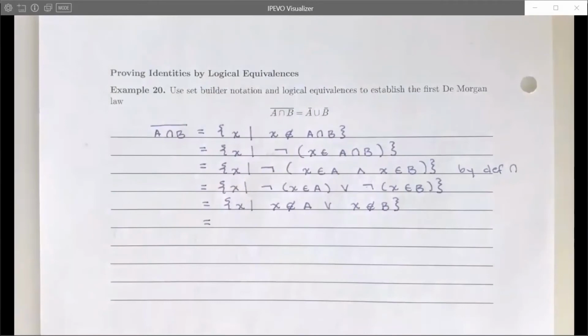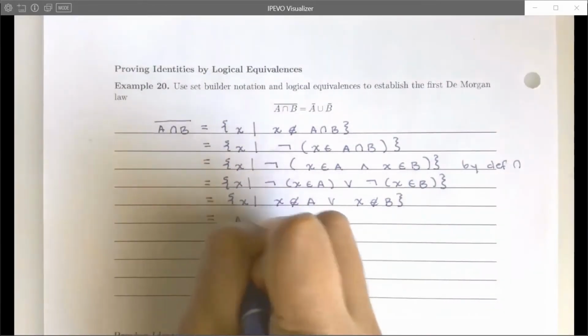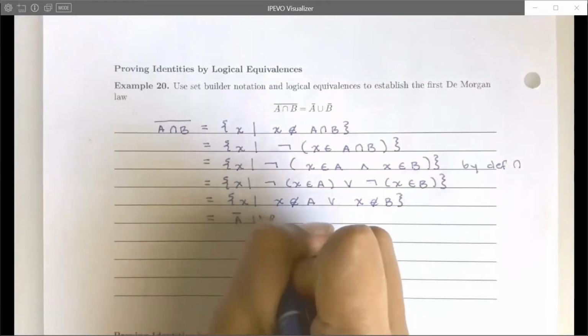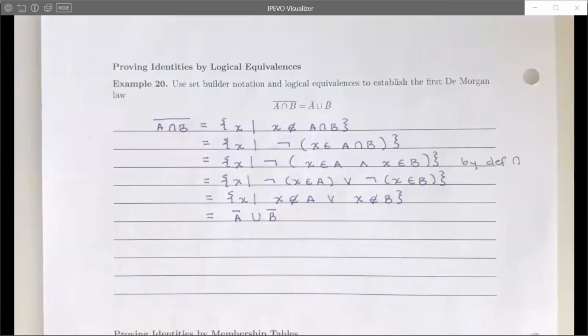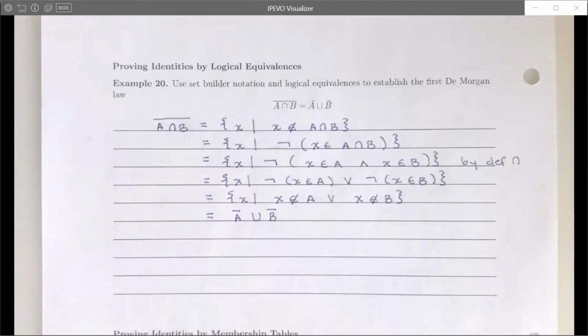And well, that in turn is the definition of A complement union B complement. So as you can see, it's nearly identical to the steps that we took in example 19, but we're cutting out a lot of the explanation that's given in English words. We're just relying solely on the definition by set builder notation, and this actually allows us to prove it directly rather than having to show it by subsets.